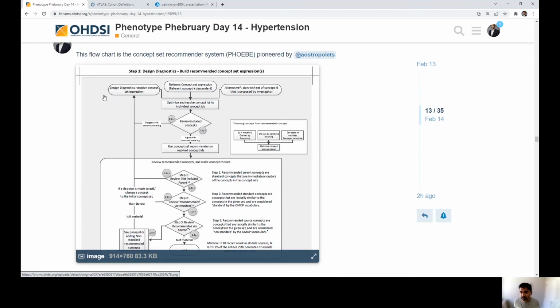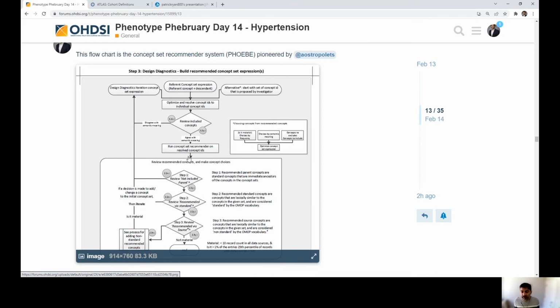So to build a concept set expression, the process we follow, and we can go into more detail in the workgroup, but very quickly, we start with a starter set. We resolve it and look at the codes. Look at the semantic meaning of every code and make a decision. Do we agree with it or do we disagree? If we disagree, we remove them, and then we go through this iteration over and over until we agree with almost all the codes.